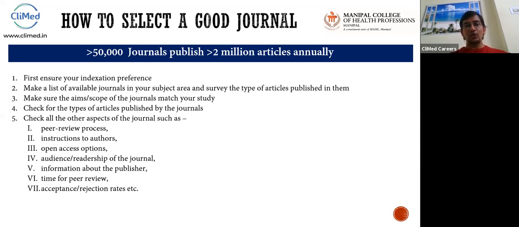Then after that, you have to make sure the aim and scope of the journal matches your study or not. After selection of a journal, there will be the scope of the journal. Sometimes they keep it wide, sometimes very narrow. I'll give an example. Wide scope means there are some multidisciplinary journals which publish genetics, basic research of the same disease, clinical research, experimental research, or there are multidisciplinaries.